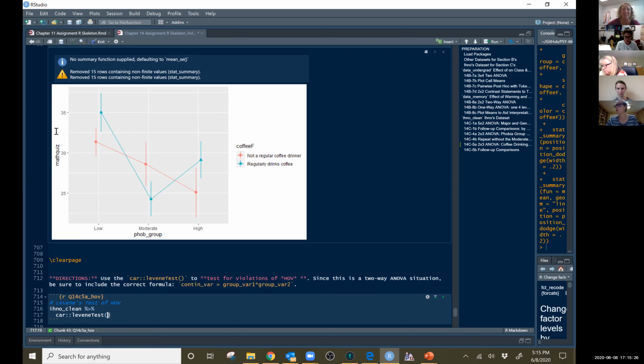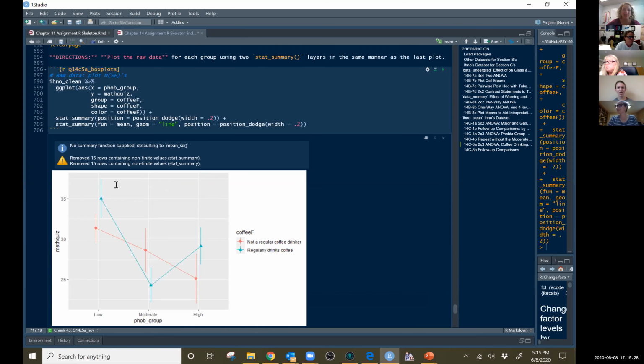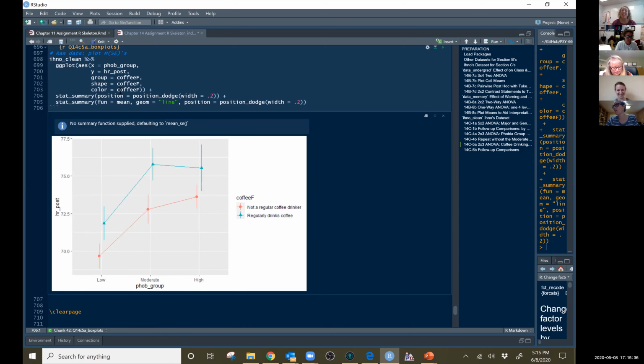What did I plot on my y-axis? Math quiz. That's not right. This is why mine looks so different. It's HR post. Is that what yours looks like? Well, yeah, much more like that. Yay. For the first time, probably the first and last time, I was not the one who erred. No, I was, see, copy and paste. Copy and paste got me in trouble. I copied it and didn't change everything. Yeah, that's definitely more like what I got.